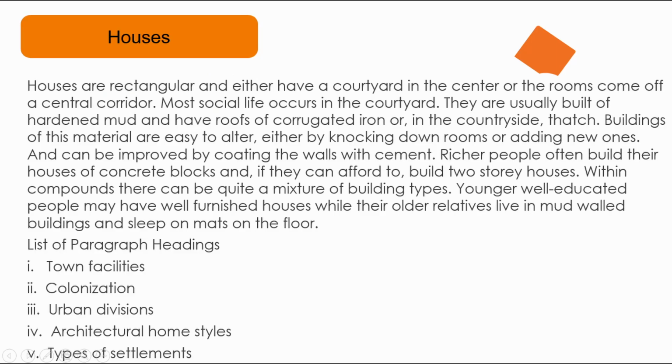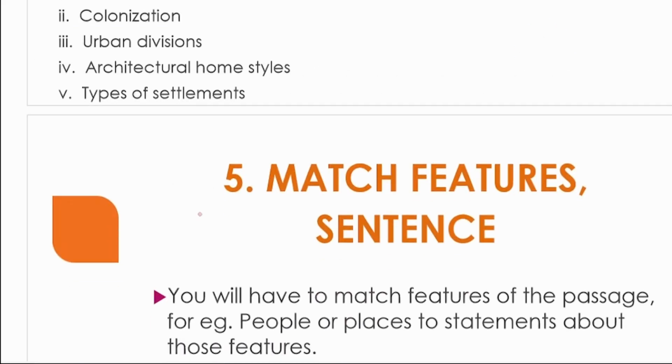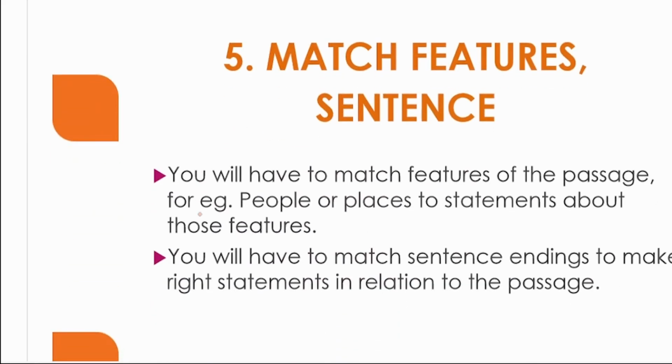There is an example which is given here in relation to the same, and there is a passage which is given on houses, and there's a list of paragraph headings which is given. After reading the passage, you will have to find out which title or which list of the heading matches the paragraph the best. The next sort of question which you can expect under the IELTS reading section is match features and sentences.